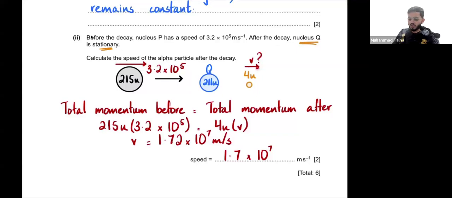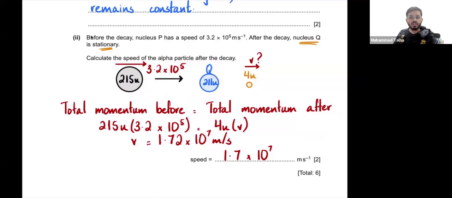And we know that the alpha particle obviously should move by conservation of momentum, and we need to find out the speed v. So total momentum before should equal total momentum after. Total momentum before, mass times the velocity. So 215u times this velocity, which is what's written here, equals 4u times v, right? There's no Q here because it's stationary.